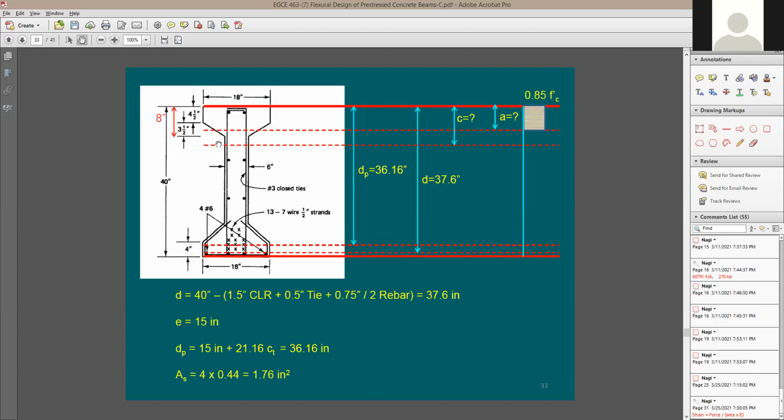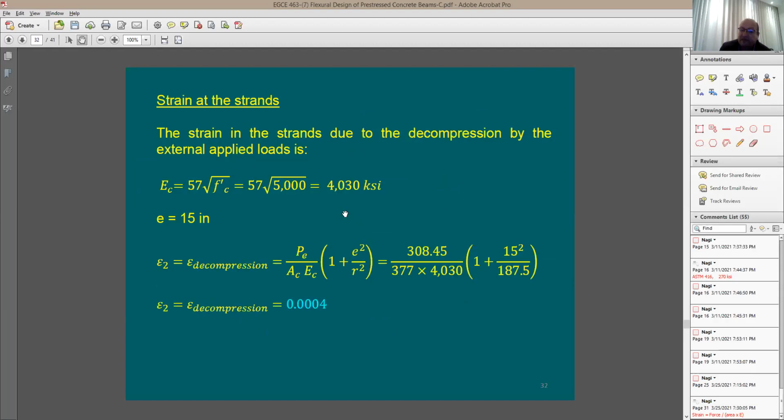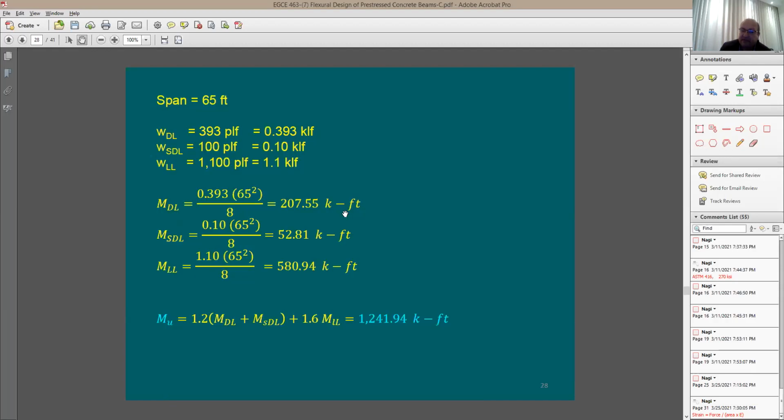Now let's look at the section. In this section, I have the depth to the strands is going to be 36.16. The depth to the concrete is going to be 37.6. How do you calculate this out? You have here 4 number 6s. You have this much clear cover as given in the problem.